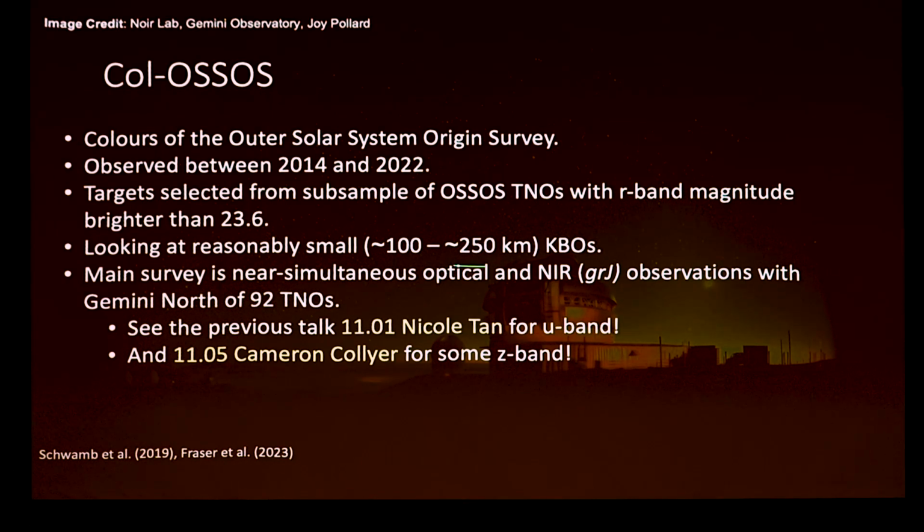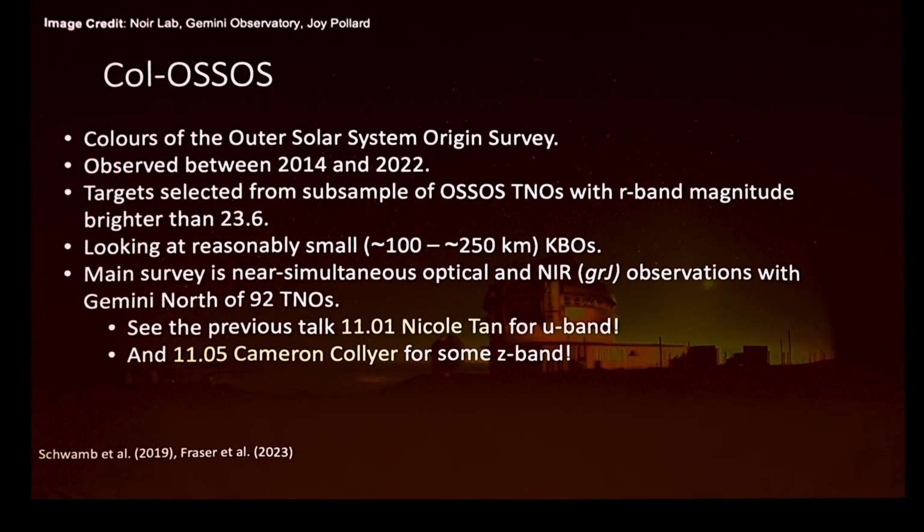It takes a subsample of OSSOS TNOs, so only from certain observing blocks in certain regions of the sky, and only TNOs that are brighter than 23.6. This brightness limit means that we can get better photometry for the colours. And so these are reasonably small TNOs, on the order of 100 or so kilometres in size.